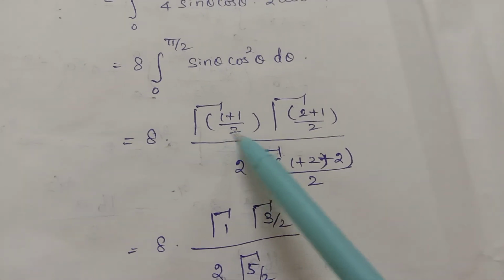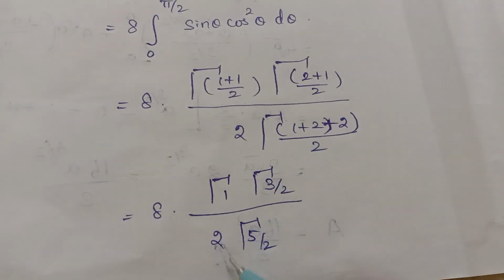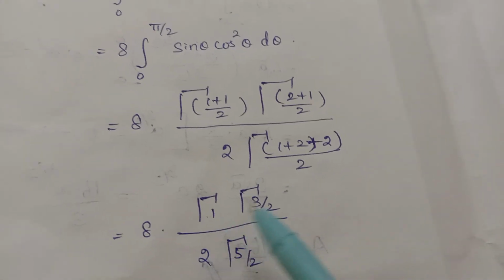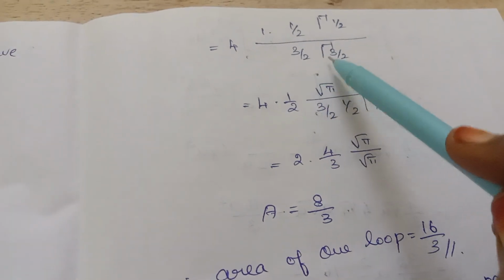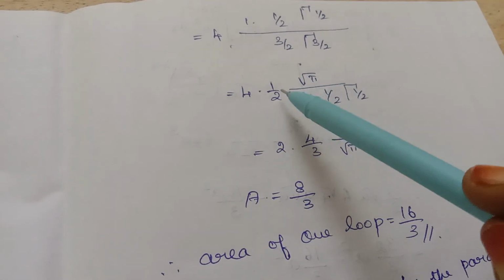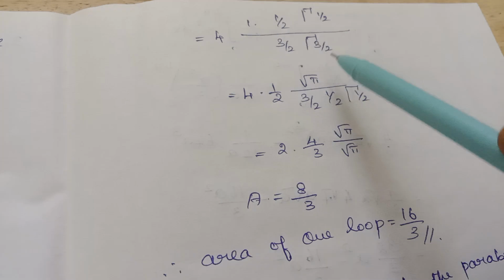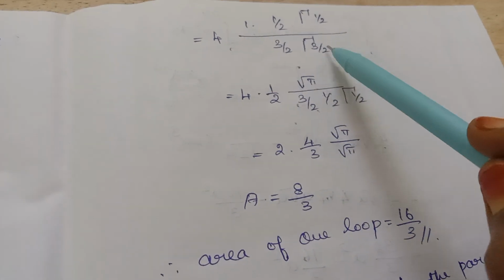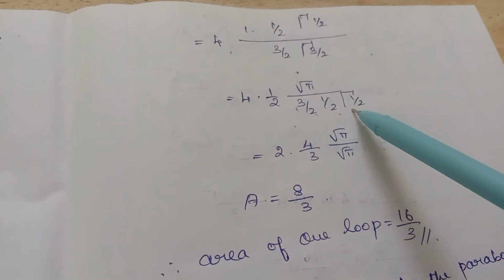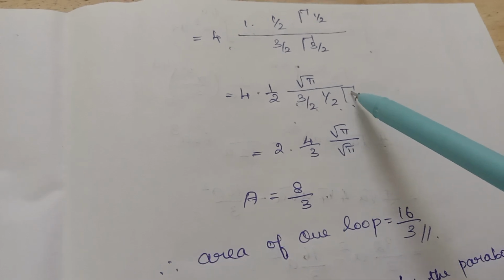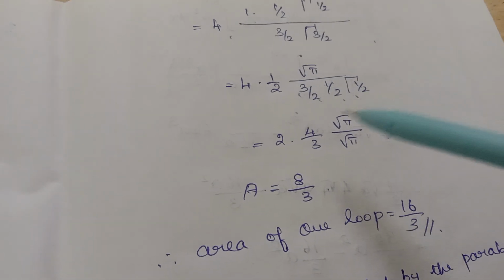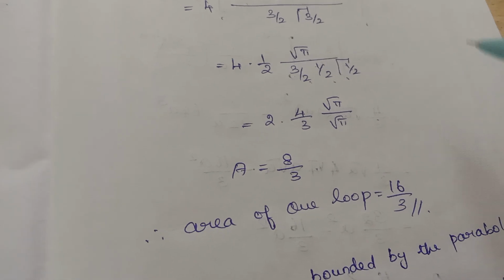Okay. So this is gamma of 1, this is gamma of 3 by 2 by 2 into gamma of 5 by 2. Gamma of 1 is 1, gamma of 3 by 2 is 1 by 2 gamma of 1 by 2, and gamma of 5 by 2 is 3 by 2 gamma of 3 by 2. So 1 by 2 into this, the value of gamma of 1 by 2 is root pi, and 3 by 2 into this again written as 1 by 2 gamma of 1 by 2. Again this root pi gets cancelled. So the final answer is 8 by 3.